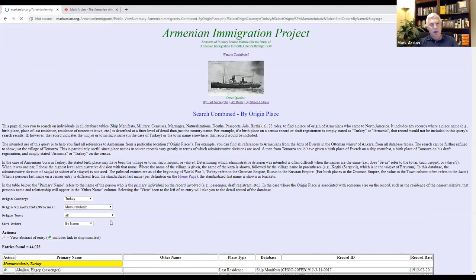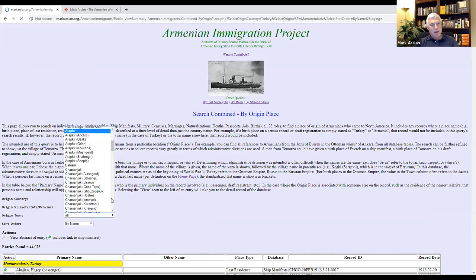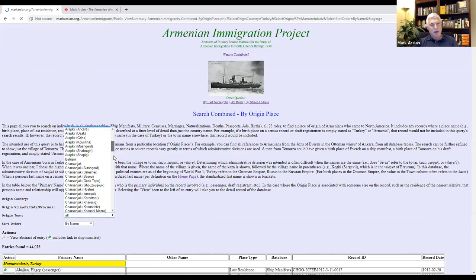If you do all Turkey, it'll show them all down here. But if I want to look at Agen, you're not going to find it under A-G-N. The Armenians had a lot of different names for these places than you find on a map. So the Armenians call it one thing, the Turks call it another thing, the English called it another thing, the French called it another thing. So a lot of these place names had a lot of different spellings, okay?